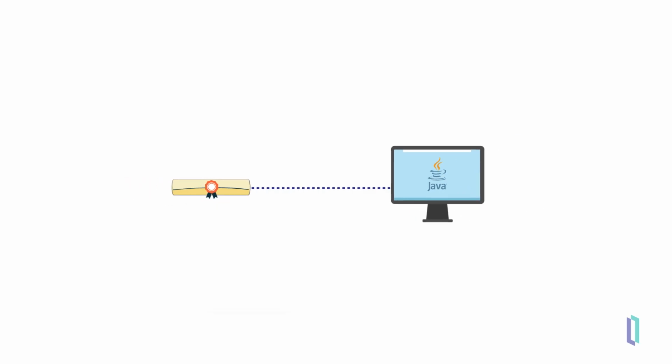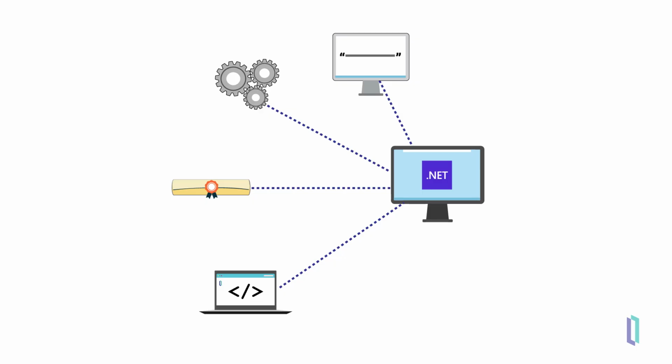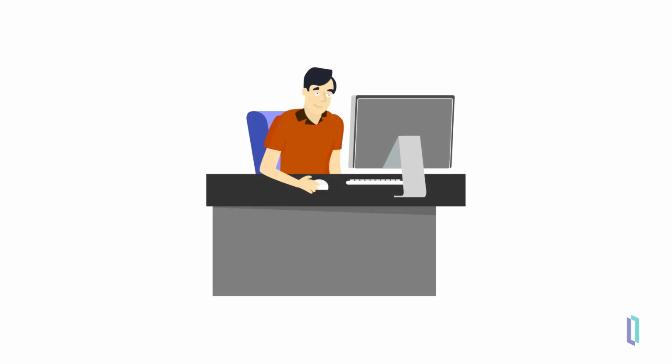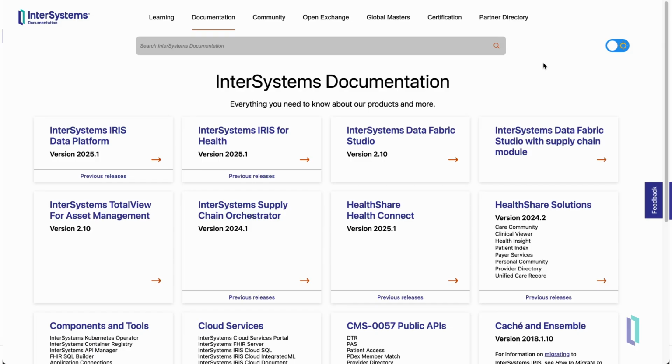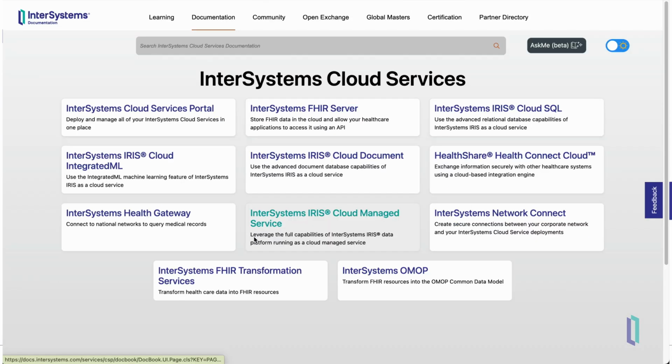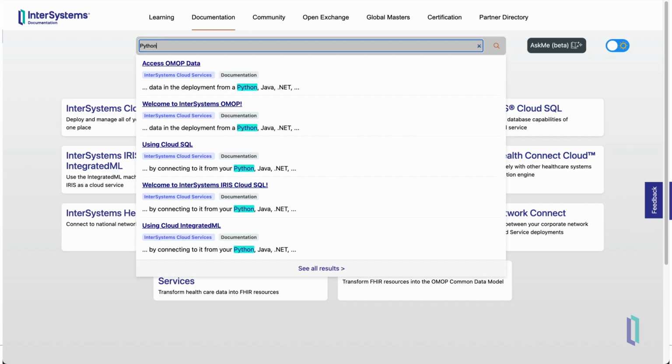Once your environment is set up and you have your connection details, you can establish the connection using the appropriate method for your programming language. The documentation provides step-by-step instructions for implementing connections in each language. With your connection established, your application will be able to interact with InterSystems Cloud Services, enabling secure data exchange and integration with other systems. For step-by-step instructions on connecting with Java, C++, .NET, or Python, visit InterSystems documentation. There, you'll find detailed guidance on setting up your connection and working with InterSystems Cloud Services in your preferred language.